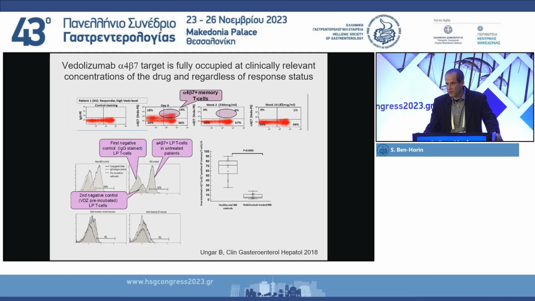And why is that? As I mentioned, there could be several explanations. I think part of it may be related to the fact that we and others have shown that the receptor saturation, so the alpha-4 beta-7, is completely saturated by vedolizumab already with 1 microgram per ml concentration. So let alone with 10 or 20 micrograms per ml, all these targets are indeed saturated, and indeed we and others did not see any correlation between the drug levels of vedolizumab and clinical response, as you can see on the small graph there.